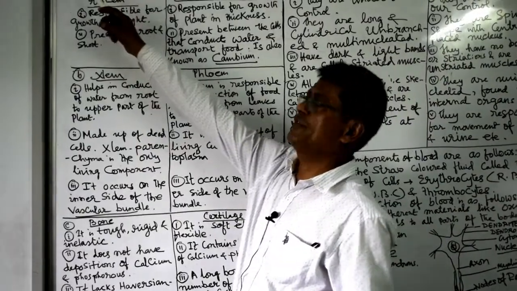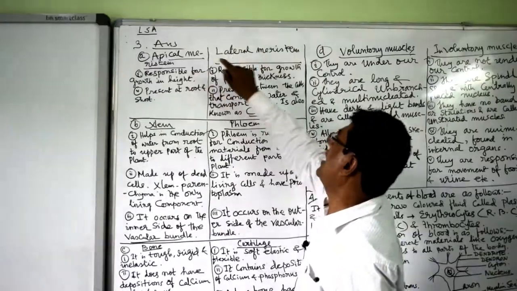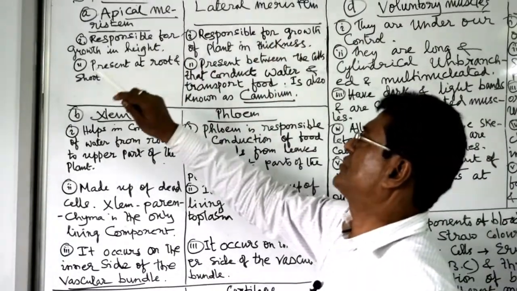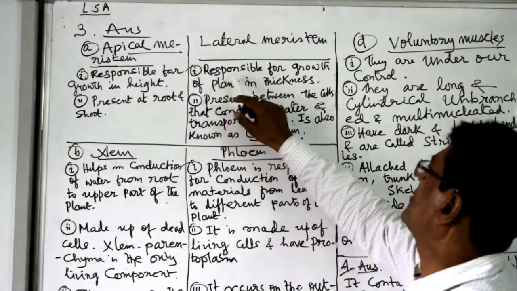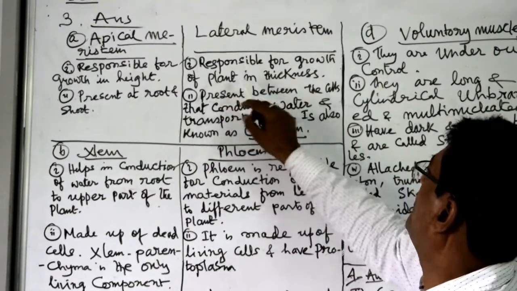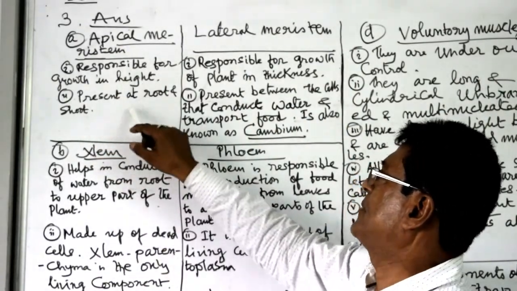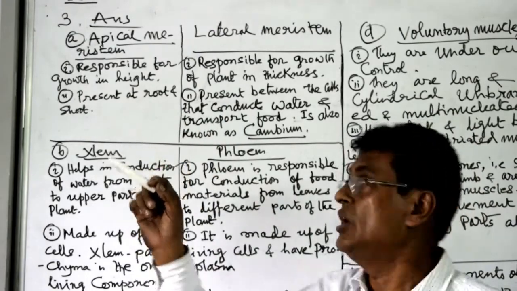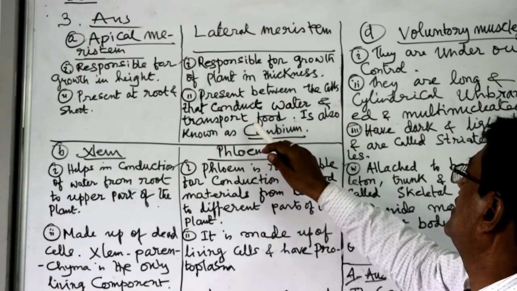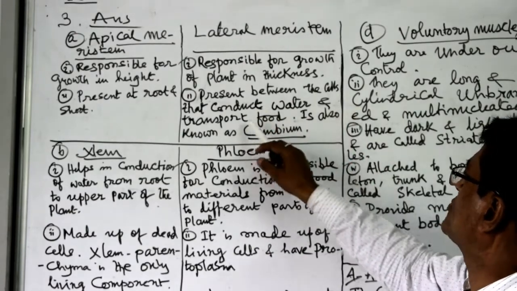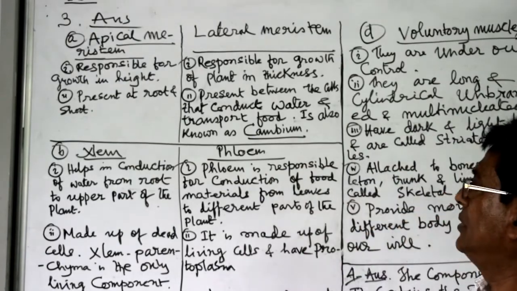Now, long question answer 3, which is a comparative account of apical meristem and lateral meristem. Apical meristem is responsible for growth in height, and lateral meristem is responsible for growth of plant thickness. Point number 2, the apical meristem is present at root and shoot, while the lateral meristem is present in between the cells and conducts water and transports food. It is also known as cambia.